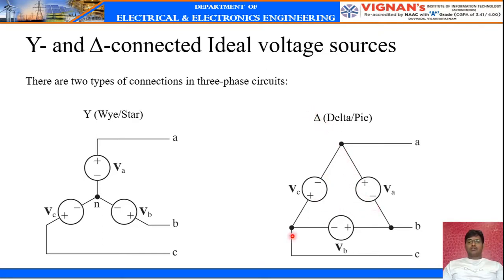So that's why this is called a delta connection. It is also called a pi connection. Here there are three lines which are coming out of these phases: line A, B and C.